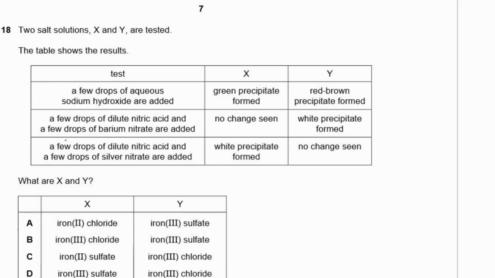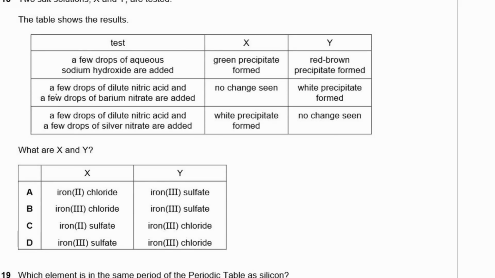Question 18. 2 salt solutions, X and Y, are tested. The table shows the results. So the tests: a few drops of aqueous sodium hydroxide are added, and then a green precipitate is formed, or a red precipitate is formed. Well, a green precipitate formed shows iron 2. And a red-brown precipitate shows iron 3.